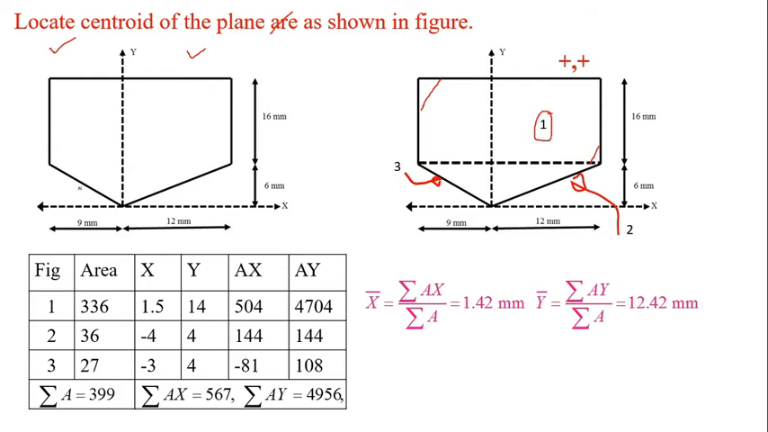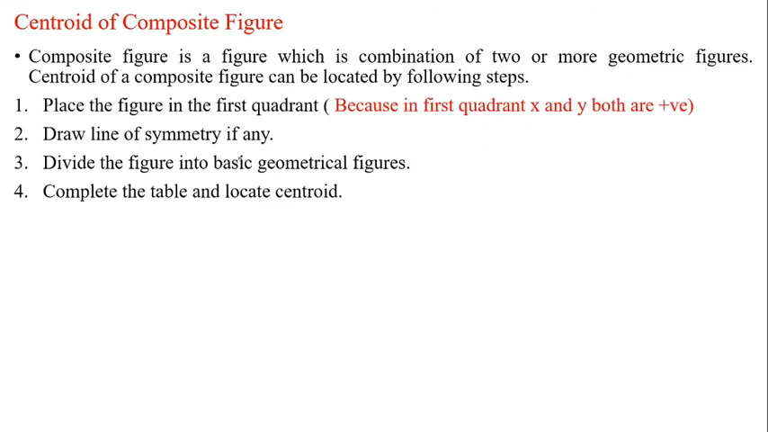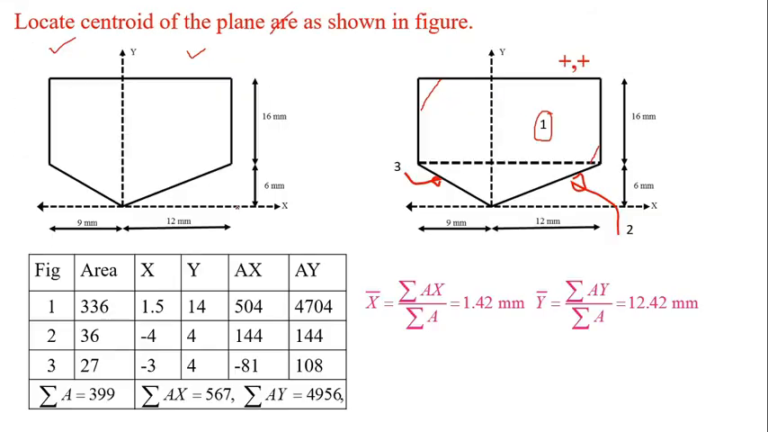Okay. Figure number 2 is a triangle. So this is figure number 2, a triangle, and this is figure number 3, the third figure, again a triangle. And thus the figure is divided into basic geometrical figures. And now complete the table and locate the centroid.